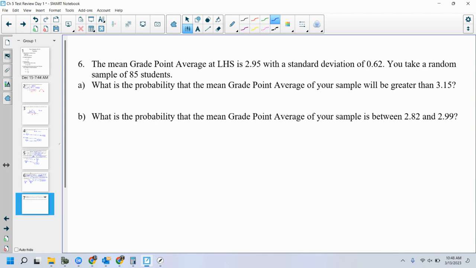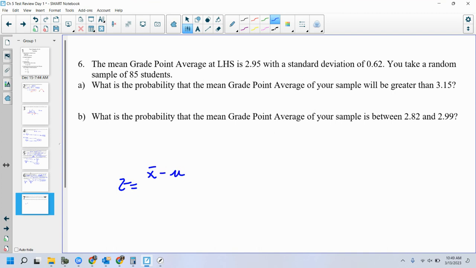The mean GPA at LHS is 2.95 with a standard deviation of 0.62. That's not true. I just made that up. You take a random sample of 85 students. What is the probability that the mean GPA of your sample will be greater than 3.15? So am I looking at a single student? No, I'm looking at the sample, right? So I've got to do that again.